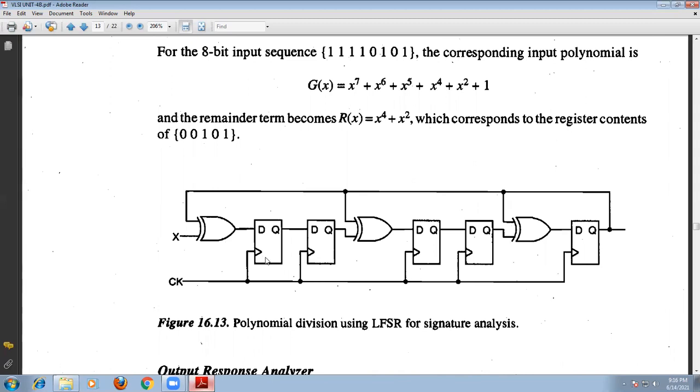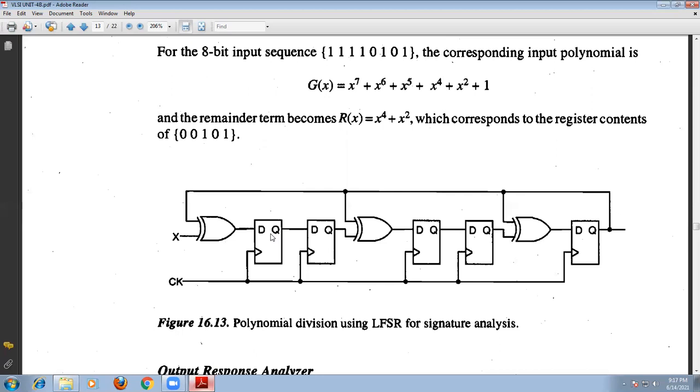In this case, the signature is the content of the register after the last input has been sampled. Whatever the content of the register is when the last bit of the data is sampled, that is nothing but the signature of the signal.